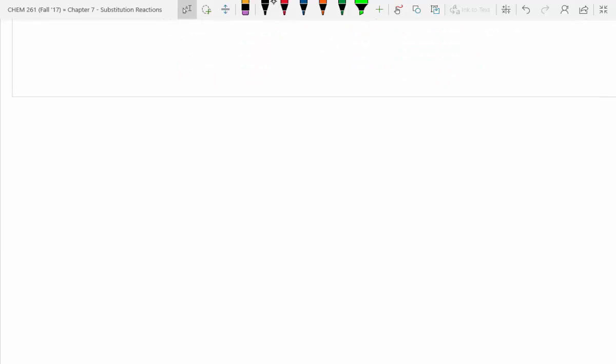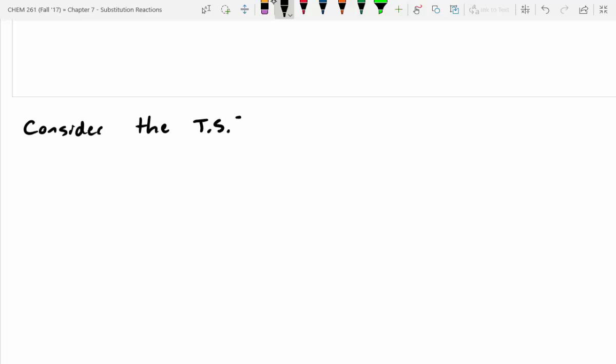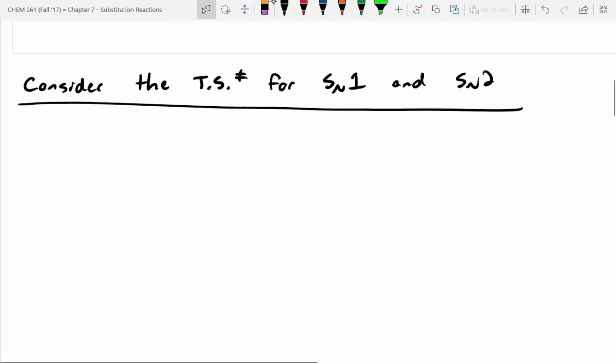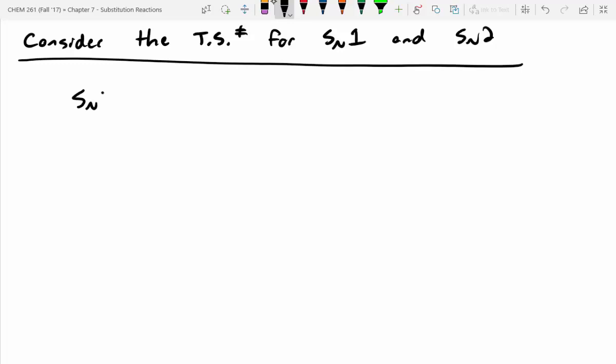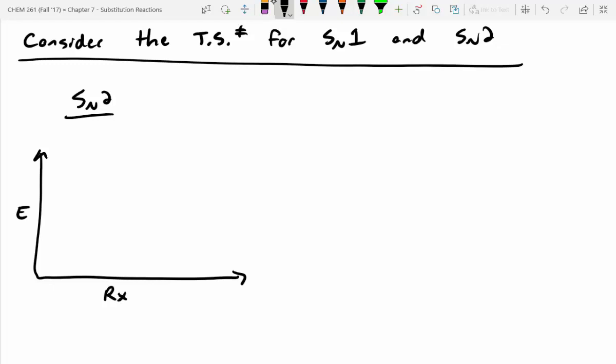And in order to do this, we really have to consider the transition states. I'm going to abbreviate transition state as TS double dagger for SN1 and SN2. All right, so SN2 we've got over here. How many humps should SN2 have for its reaction coordinate diagram? One hump. So we'll have energy over here. We'll have reaction over here. We know we've got starting material going to product down here. And we've got this activation energy.